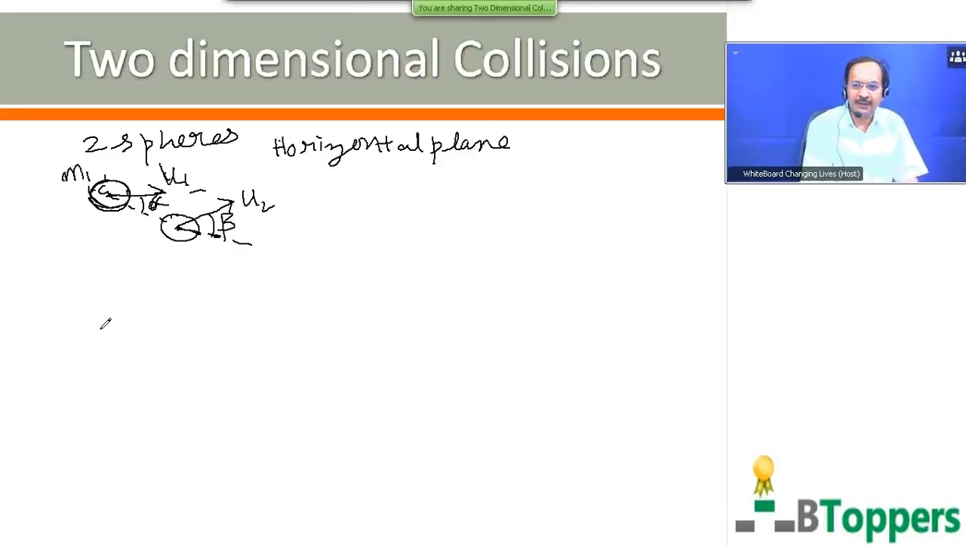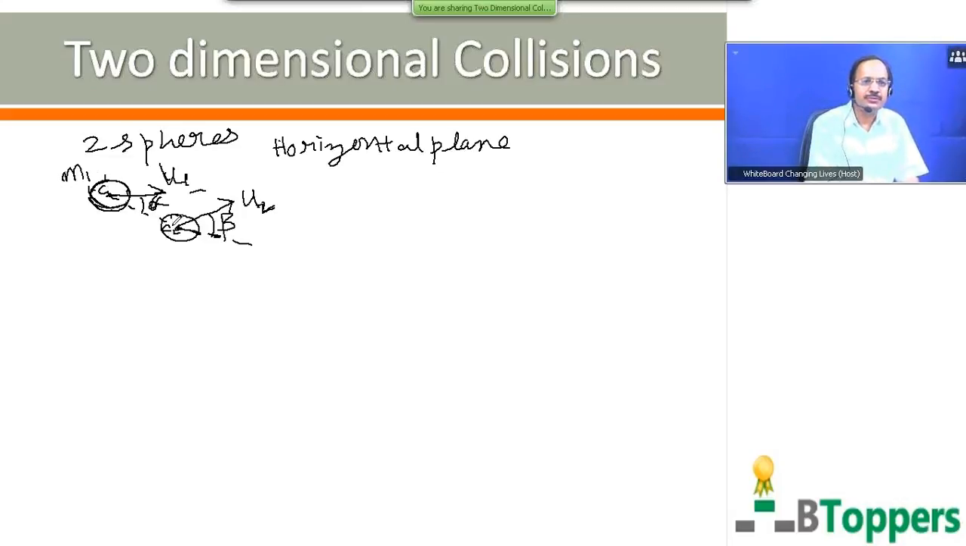In earlier classes I discussed examples of one-dimensional collisions. In one-dimensional collisions, the initial velocities are u1 and u2 just before collision. C1 is the center of mass of the first sphere, C2 is the center of mass of the second sphere. If u1 is the velocity of m1 just before collision, and u2 is the velocity of m2 just before collision, and these velocities are directed along the line joining C1 and C2, and the surfaces of the two spheres are smooth, that means there is no friction, then the collision will be a one-dimensional or head-on collision.